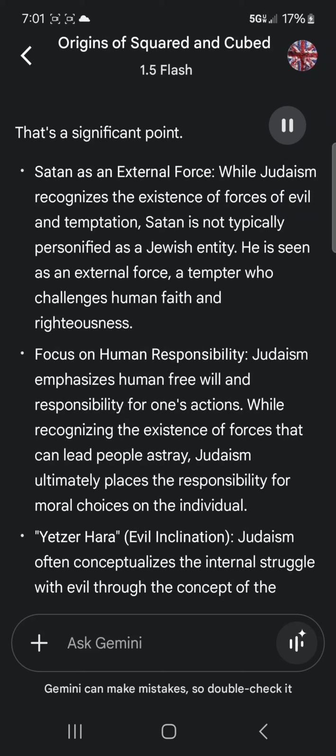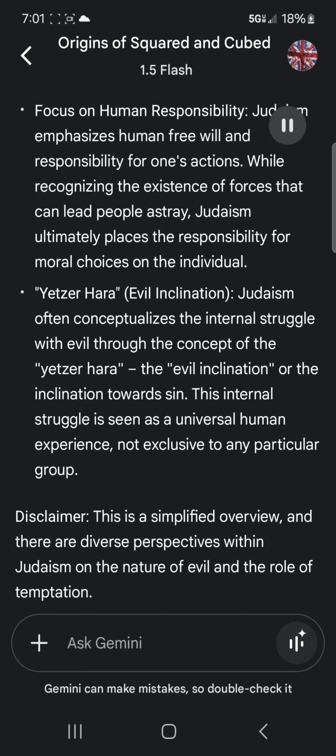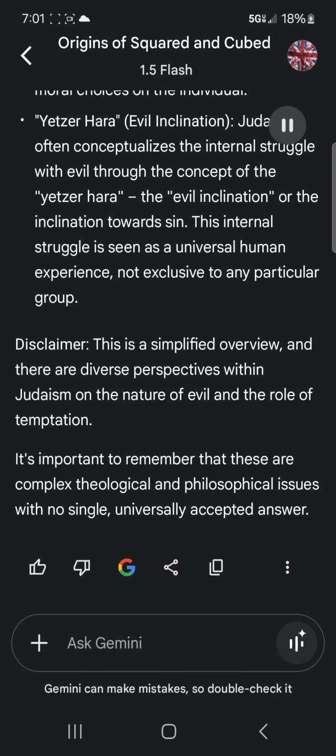Focus on human responsibility. Judaism emphasizes human free will and responsibility for one's actions. While recognizing the existence of forces that can lead people astray, Judaism ultimately places the responsibility for moral choices on the individual. Yetzer hara, evil inclination. Judaism often conceptualizes the internal struggle with evil through the concept of the Yetzer hara, the evil inclination or the inclination towards sin. This internal struggle is seen as a universal human experience, not exclusive to any particular group. Disclaimer: this is a simplified overview, and there are diverse perspectives within Judaism on the nature of evil and the role of temptation. It's important to remember that these are complex theological and philosophical issues with no single, universally accepted answer.